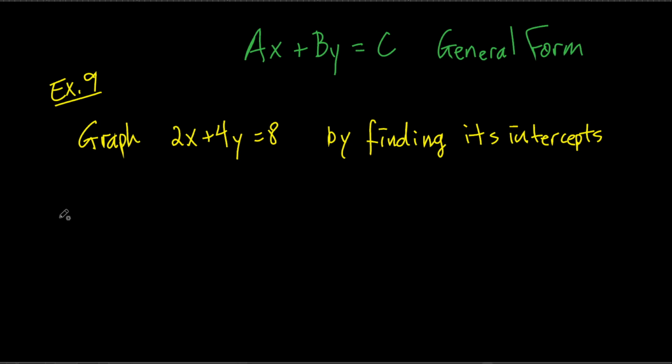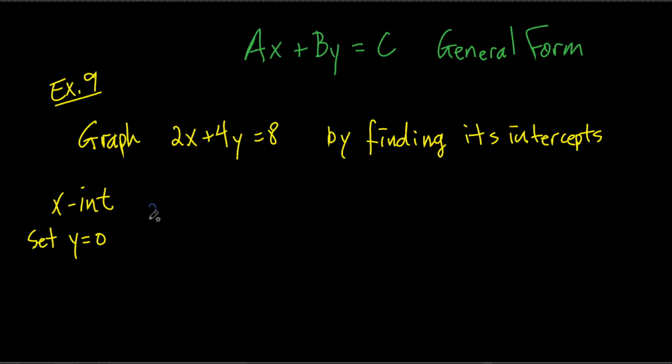All right, by finding its intercepts. So you had to do this on the quiz. Let's do it now. So find the x-intercept. How do we find the x-intercept? We set what? Do you remember? y equal to 0. We did that before, on homework and all that kind of stuff. So we set y equal to 0.